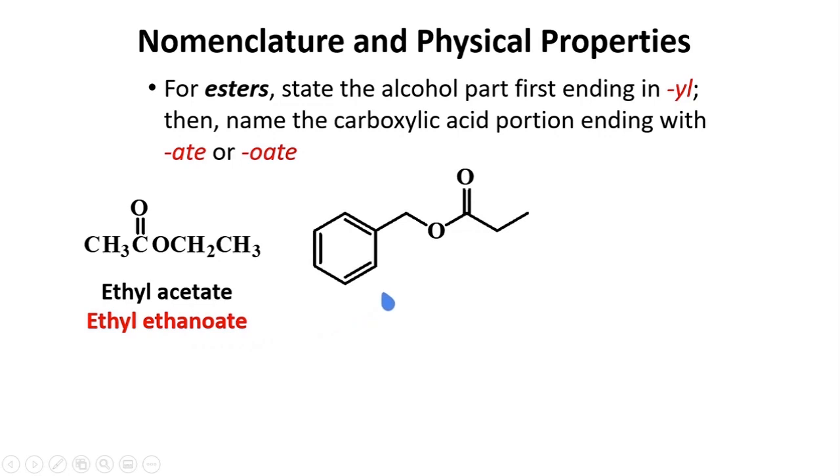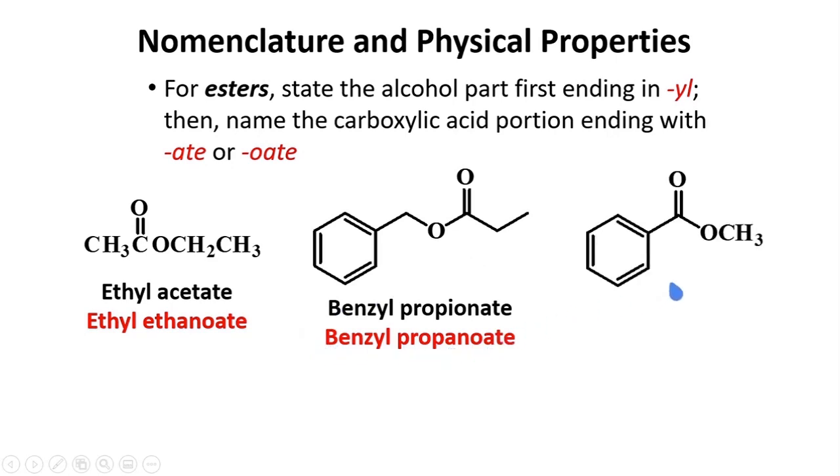For this compound, the alcohol part is here. We name it as benzyl, and the carboxylic acid part is 3 carbons, so this is propanoate. The name of this compound is benzyl propanoate. For this compound, the alcohol part is methyl and the carboxylic acid part is benzoate. So the name of this compound is methyl benzoate.